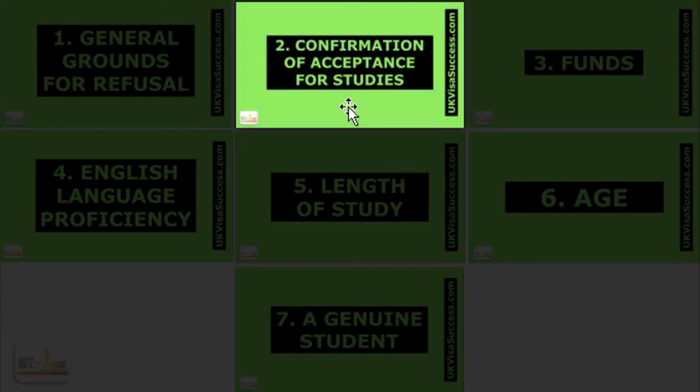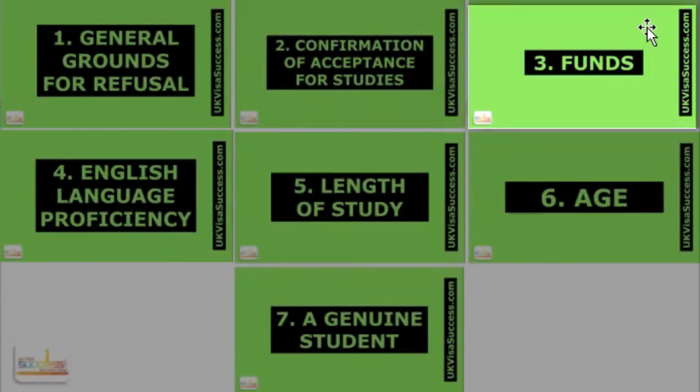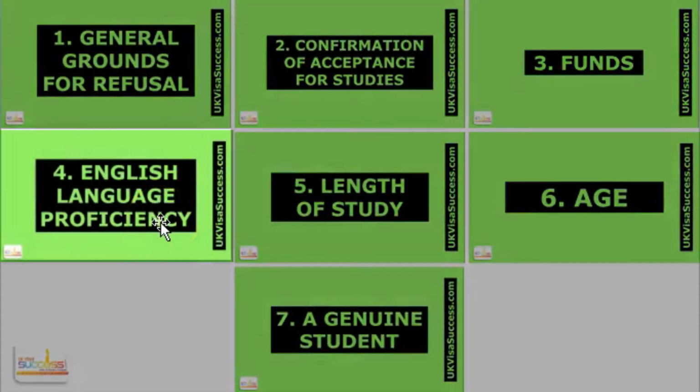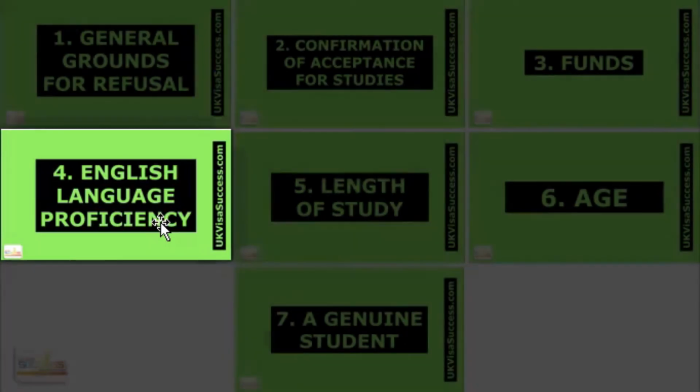You can only use it once, so you need to make sure that you have that, and normally this is issued by the university once you've made the payment. Then you'll need to have sufficient funds in your bank accounts, and you need to prove that you can speak English at the appropriate level, which will allow you to successfully follow the course you're enrolling on.